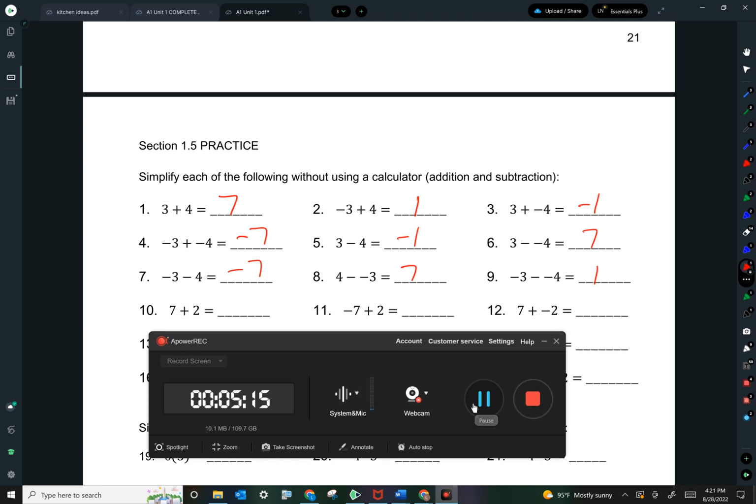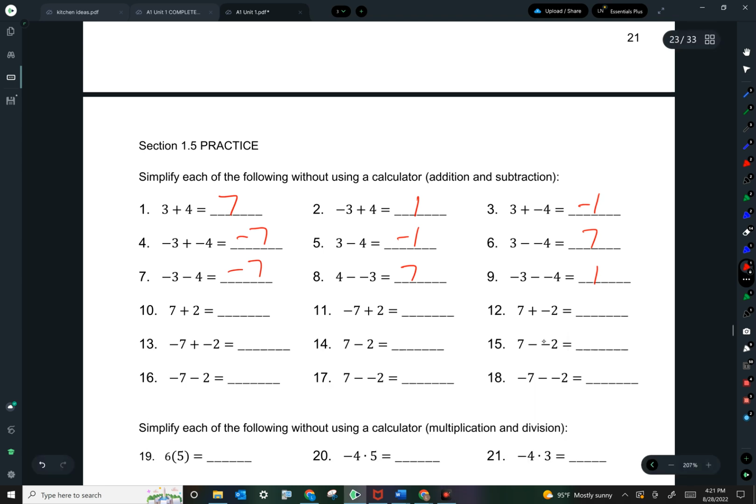Well, how'd you do? Did you get them right? A couple things maybe I would point out, just in case there were mistakes. One thing I notice is down here on number 9, remember that's going to become a plus, and then you have different signs, and that's why you're subtracting. Sign of the larger would be positive.